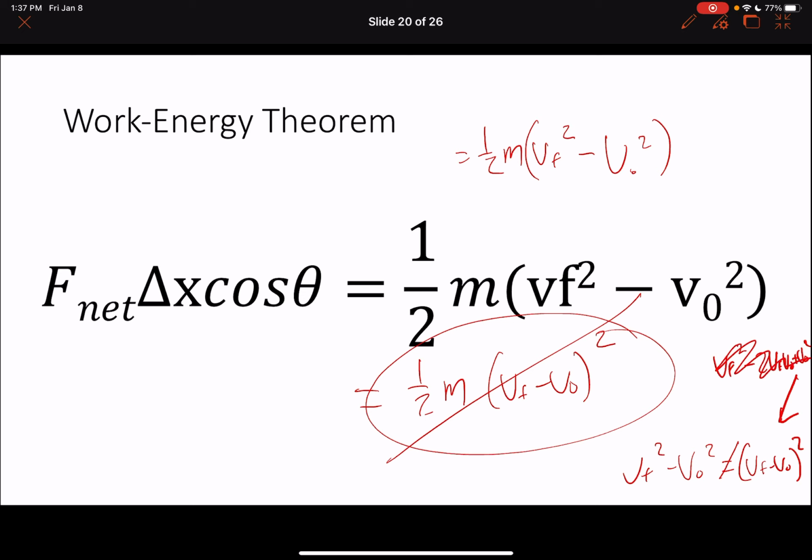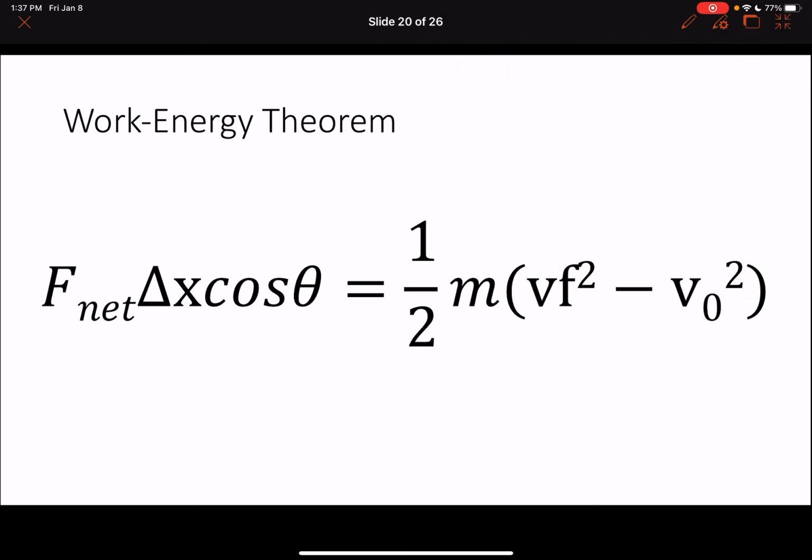If that's even more confusing for you, just go back to the idea of just what changes. It's K final minus K initial, and so really the expanded version of this right side is 1/2 mass v final squared minus 1/2 mass v initial squared. This is the simpler, easier to understand version of the work energy theorem, and so you might want to do that too. But all in all, this is the formula.